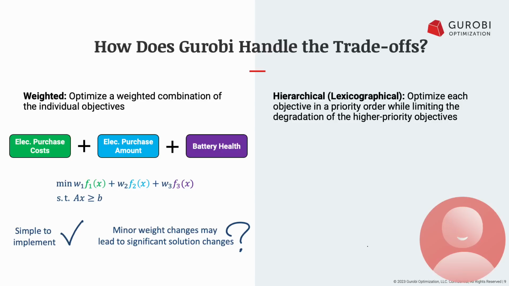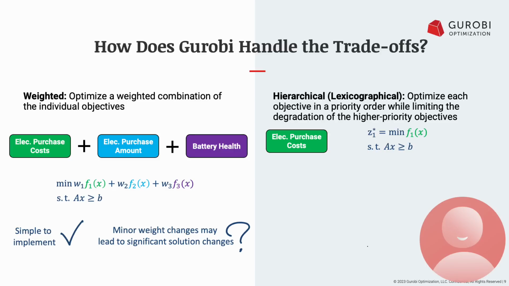The other method is lexicographical, sorry, I always mess that up a little bit, or hierarchical. In this approach, you optimize each of these objectives in a priority order. And every time you go to a different objective of lower priority, you limit the degradation of the higher priorities' objective function value. So let's go through that, and this will make a little bit more sense.